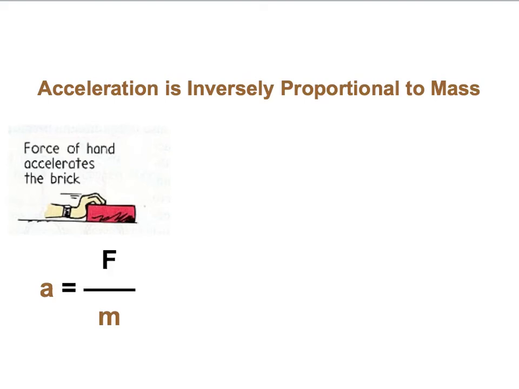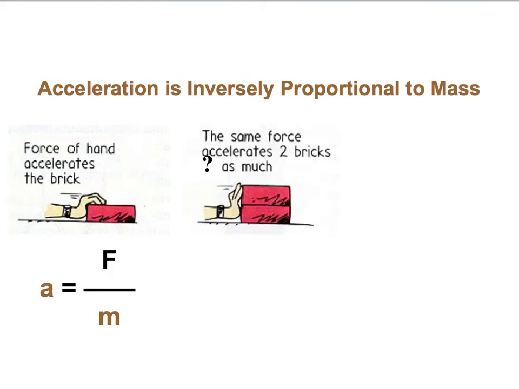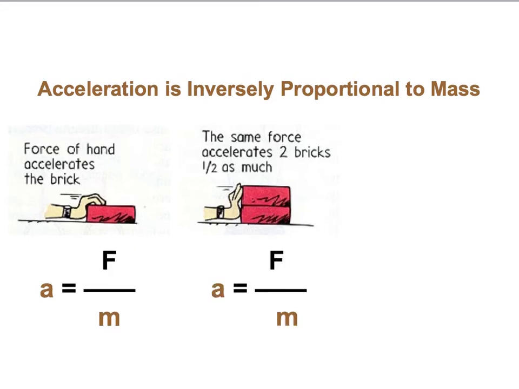So going back to the same hand pushing the brick. But what if the same force accelerates 2 bricks? It will accelerate them blank as much. What do you think the answer is? So if you said half as much, that is correct. And we can look at this again from this equation. When you double the mass, that means you are now dividing your force by a mass that's twice as much. So you're going to get a rate of acceleration that is half of what it was.